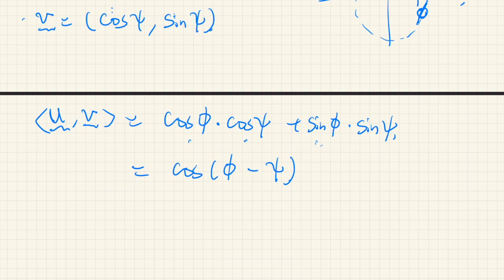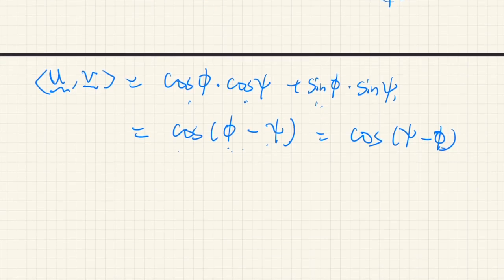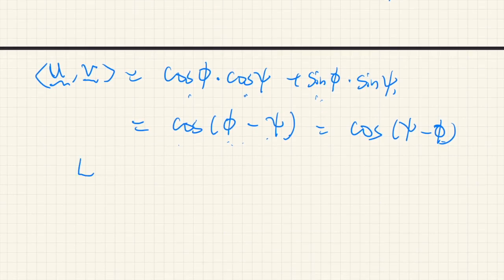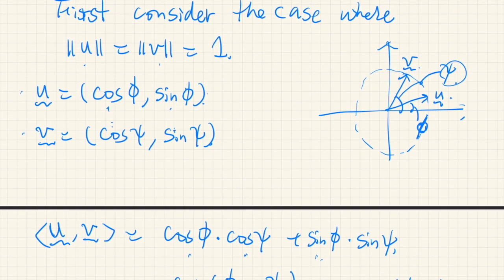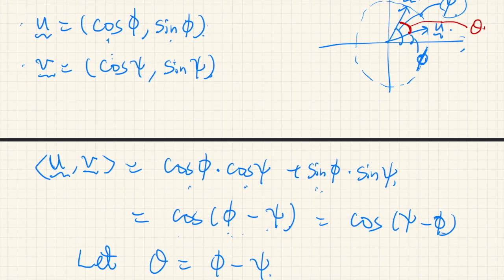By the way, cosine is an even function, so the sign doesn't matter. Plus minus doesn't matter, so it can also be written as psi minus phi. Either way is okay. So anyway, if we define theta to be phi minus psi, then this is the angle between these two vectors. So this angle is defined to be theta. The sign doesn't matter.